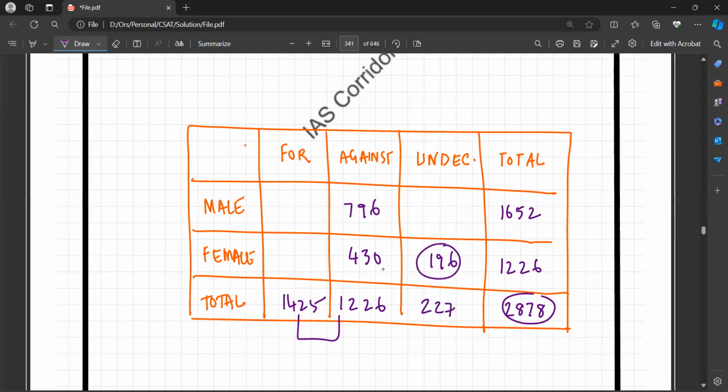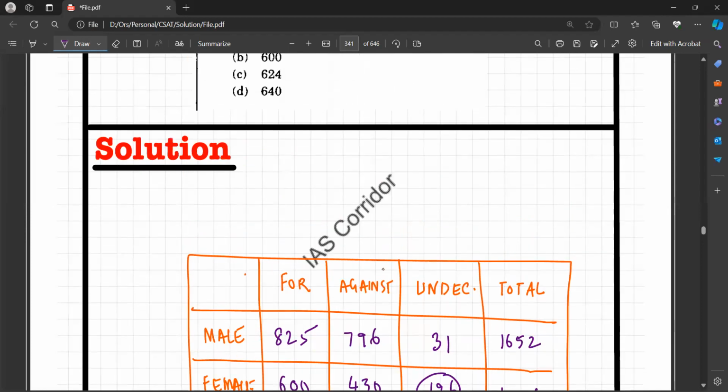If this is 196, 227, subtracting 196 from 227, we will get 31. Similarly, 1652: we will add 796 and 31 and subtract it from 1652, we will get 825. 1425: we will subtract 825 from it, then we'll get 600. So this is all the data that is available with us.